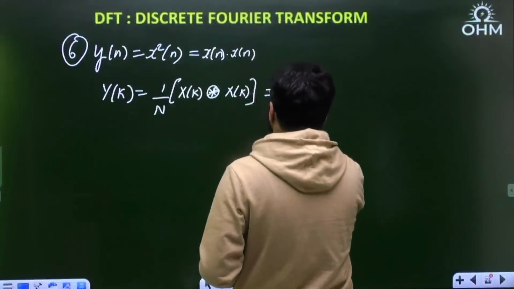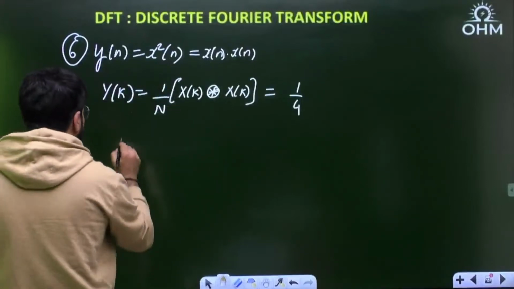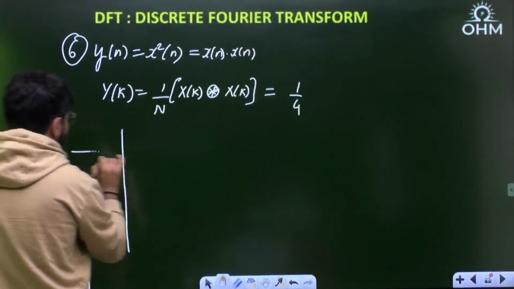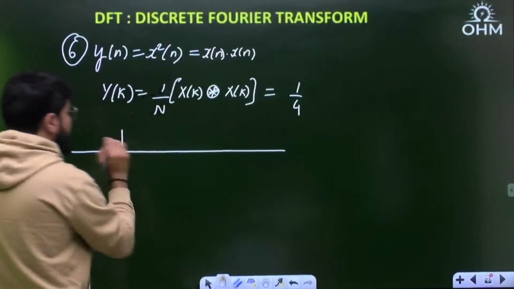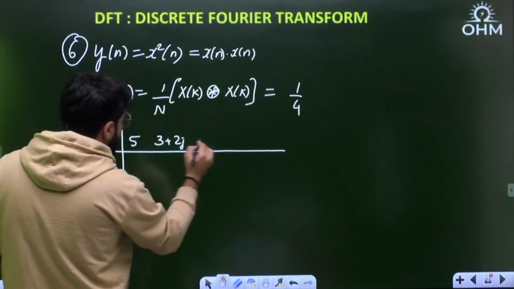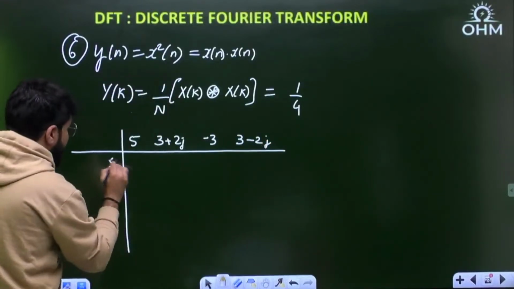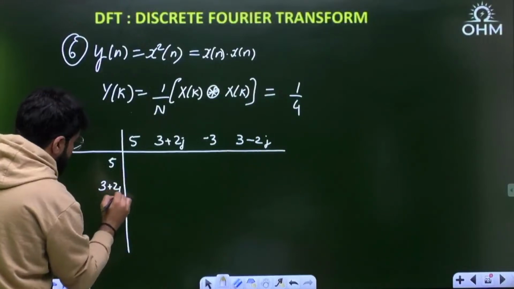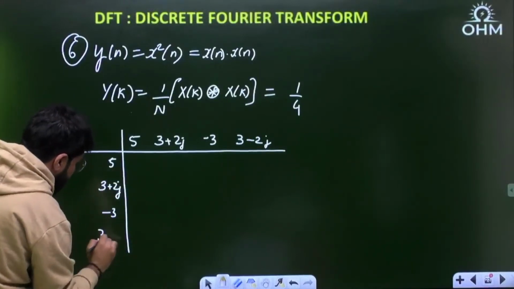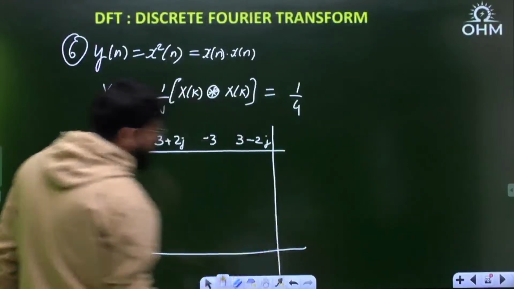What is the N here? 1 by 4. But what is the result of the circular convolution? X[k] circular convolution X[k]. So what is X[k]? I'll write it down here: 5, 3 plus 2j, minus 3, and 3 minus 2j. This is again 5, 3 plus 2j, minus 3, and 3 minus 2j. Now let's do these calculations carefully.